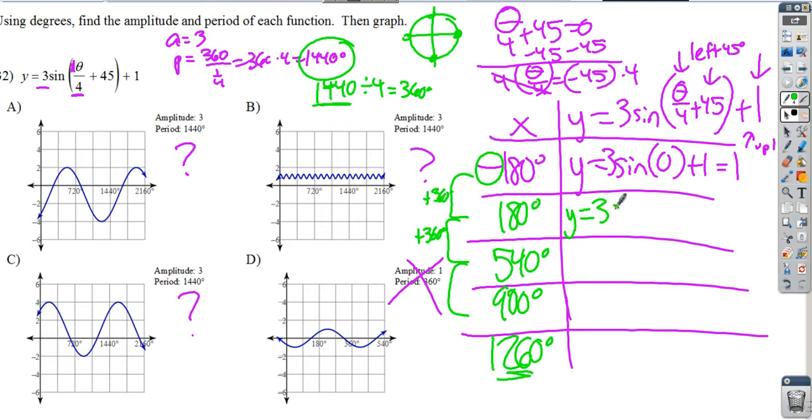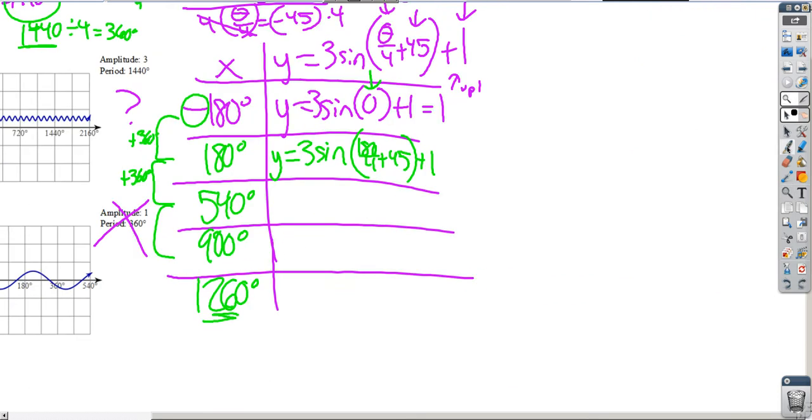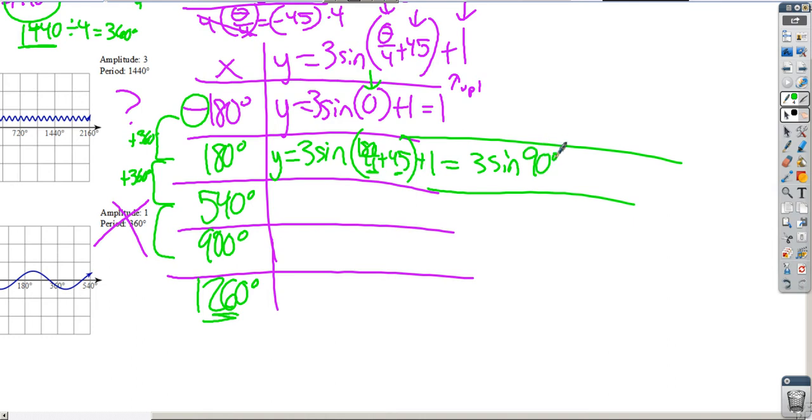So remember, if we're doing this correctly, the numbers that should be getting plugged into this table of values are 0, 90, 180, 270, and 360. We did get 0. Let's make sure we get 90 here. So we're going to take 180, plug it in for theta, and then add 1. Let me move this over so we have more space. So we're going to get 3 times the sine of 180 divided by 4, which is 45, and then 45 plus 45 is 90. And that's a good sign because we wanted 0 and 90 next.